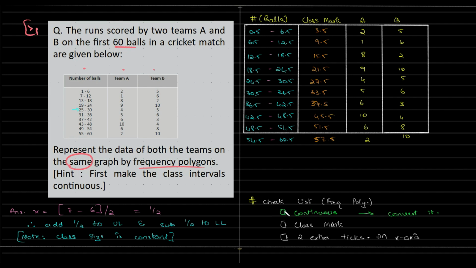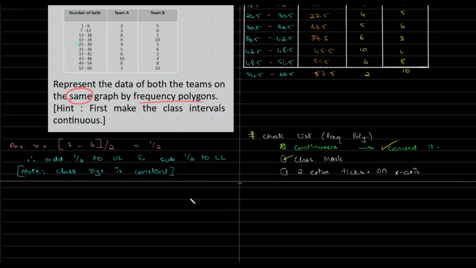Okay, so since this was not continuous, we made it continuous. We found the class mark and extra ticks on the graph that we will not forget. Right, so all the preparation has been done. Now it's time to draw the graph. It will be a bit of lengthy work, because we have a class size of 6 and we have 3.5 and all of that. So that will not be easy to just do.